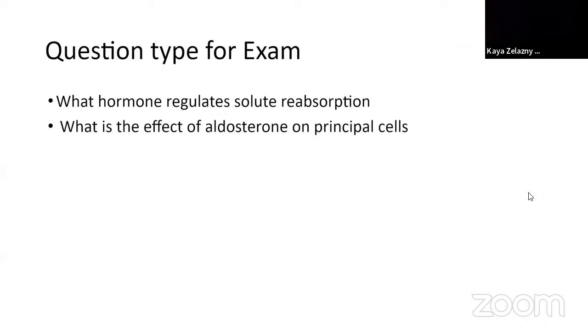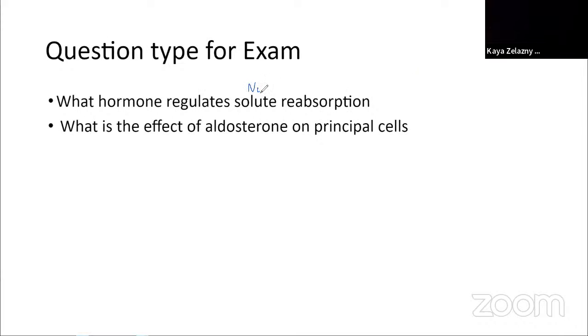Question you might see for the exam. Okay, what hormone are we talking about when we're talking about solute reabsorption? Sodium reabsorption is really what I mean here, although it does also have effects on potassium kind of as a byproduct. And then we might want to know the effect of aldosterone on those principal cells. Those are the cells we just looked at where the regulation is happening. It has to be on principal cells in the distal tubule and the collecting duct, because that's where we see those cells. And the effect is just more reabsorption.